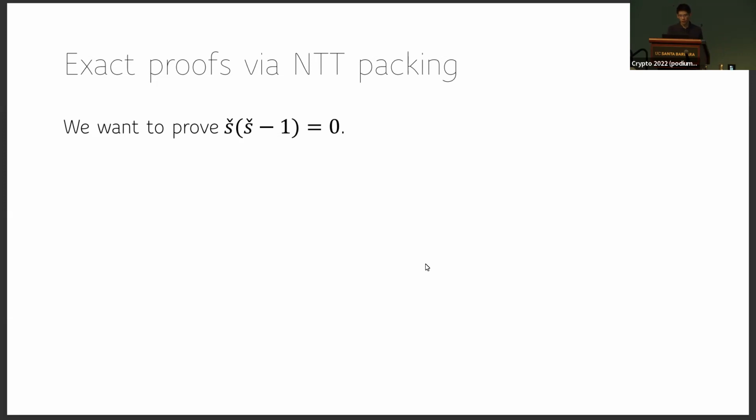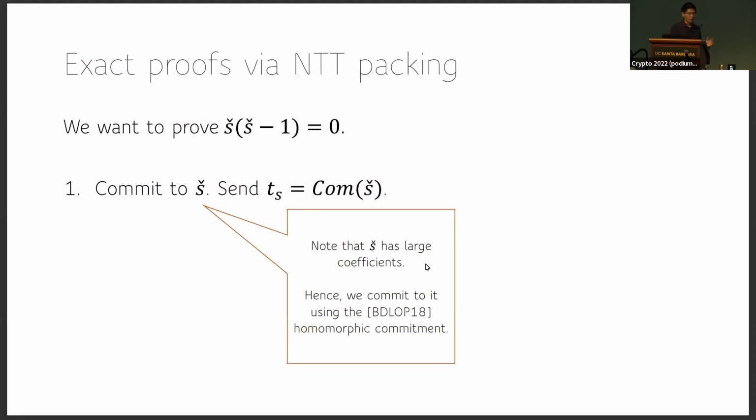So how do we do this? We follow the commit and prove approach. So we commit to s check, we send a commitment to s check, and then we prove some relations of s check. However, here is some caveat. Even though the vector s had small coefficients, actually binary, the polynomial s check might have large coefficients. So you can't really use the standard compressing commitment scheme, but instead we need to use a slightly more advanced commitment, which is the BDLOP homomorphic commitment. So we commit to it using BDLOP.